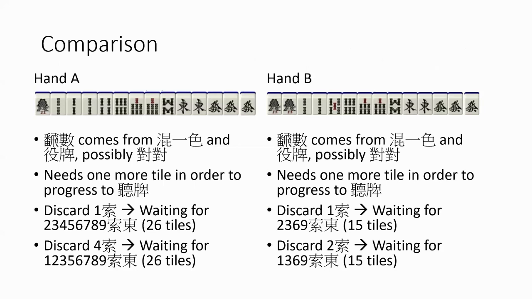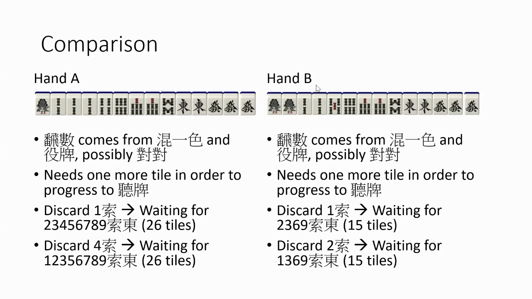For these two hands, you would expect that the fan will come from 1-1 and probably the Fat or the Dongs, okay? And if you are lucky enough, you might possibly be doing the 對對胡 as well. But judging from these two hands, doing a 對對胡 would be quite difficult. On the other hand, for both hands, you will need one more tile in order to progress to 聽牌 or 叫胡, okay?